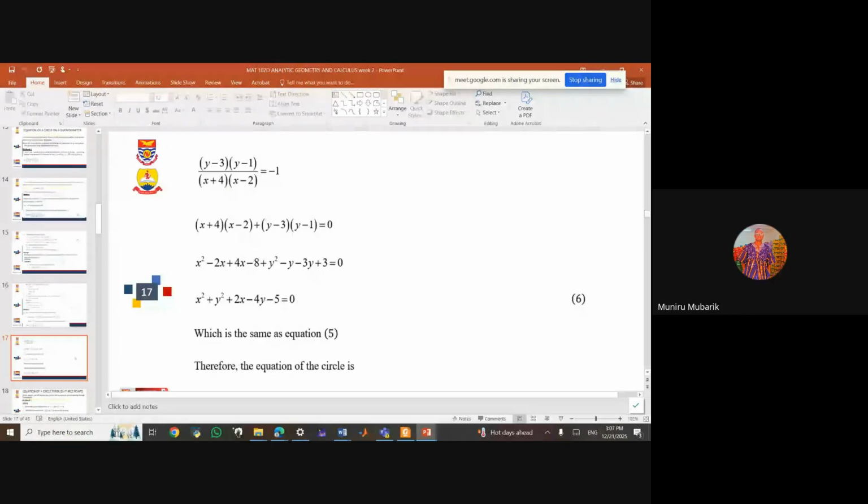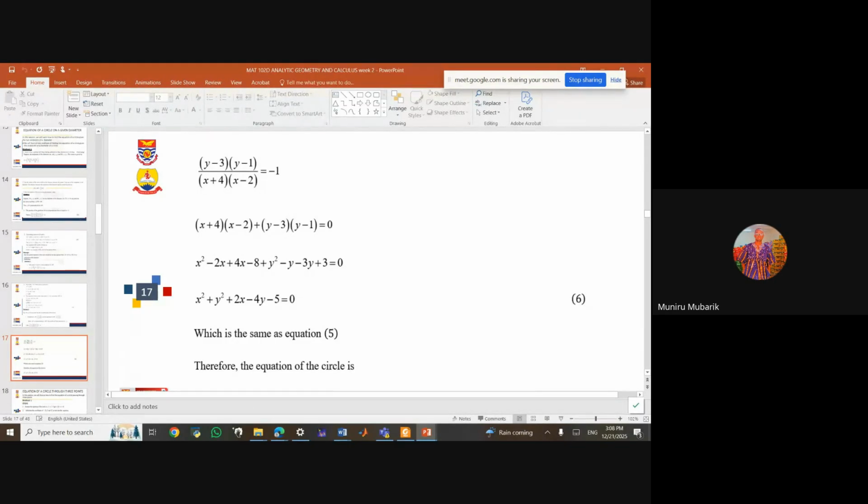So this means that when I cross multiply, I'll have (y minus 3)(y minus 1) is equal to minus the bracket (x plus 4)(x minus 2). Then the minus will come to the other side and it will become positive. That's why I have (x plus 4)(x minus 2) plus (y minus 3)(y minus 1) equal to 0. Because the negative at the bottom, when it crosses to the other side, will become positive.